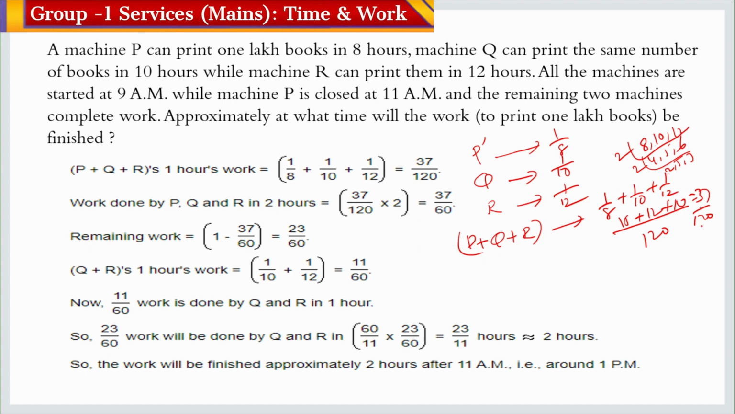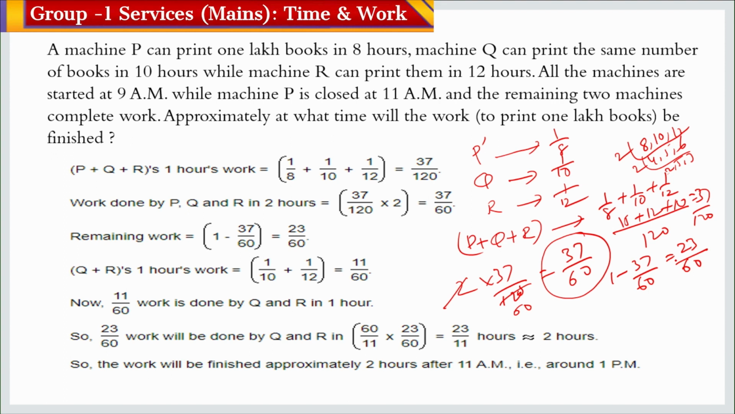The work done by P, Q and R in 1 hour is 37 by 120. In 2 hours, it is 2 into 37 by 120, which is 37 by 60, because 2 ones are 2, 2 60s are 120. This is the work done by the 3 machines for 2 hours. What is the remaining work? 1 minus 37 by 60. 60 minus 37, it is 23 by 60. Correct? So, 23 by 60.